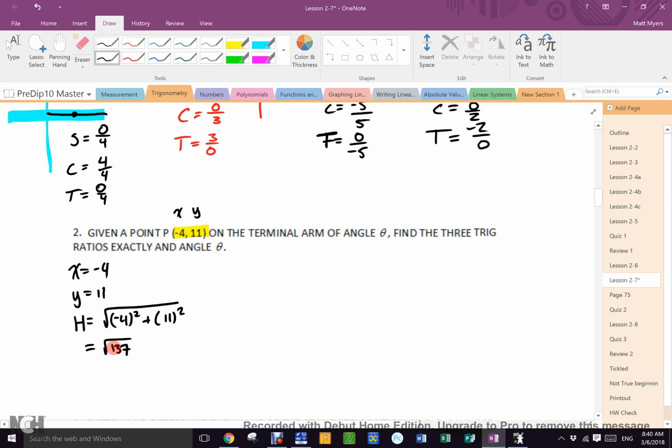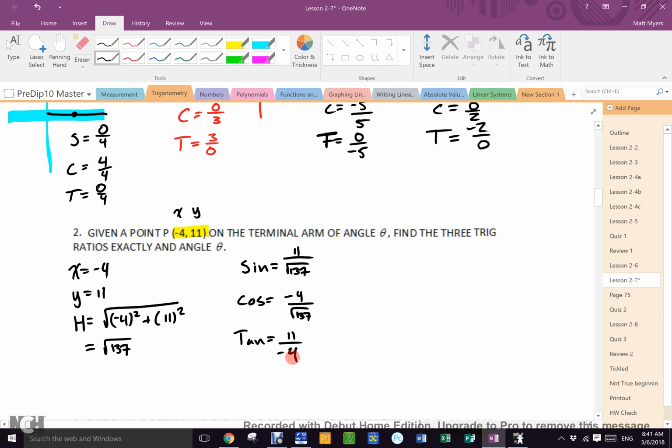So there's our hypotenuse, because we don't want a bunch of crazy decimals. Everybody cool? Great. Now tell me what the sine is. The square root of 137. Tell me what the cos is. Negative 4 over the square root of 137. Tell me what the tan is. 11 over negative 4.